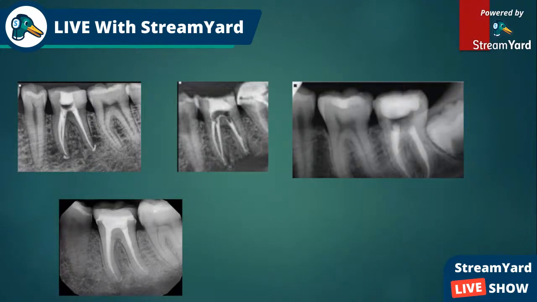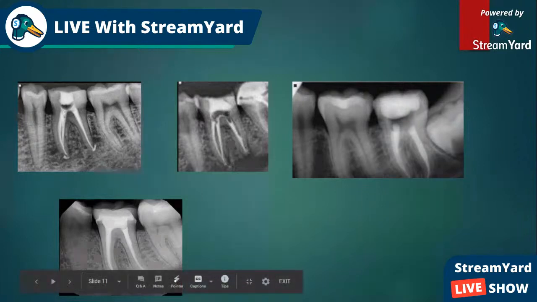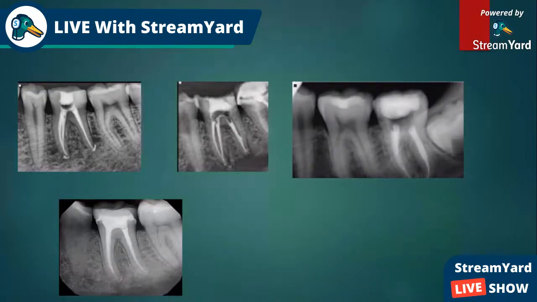there are a few things that you can do. First thing is you can apply resin modified glass ionomer as a base, so you can avoid the micro leakage, the seepage of bacteria into the root canal system. And the second thing you can do is place the composite in increments, which can reduce the polymerization shrinkage.